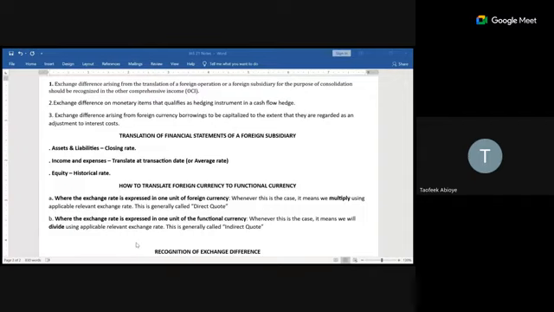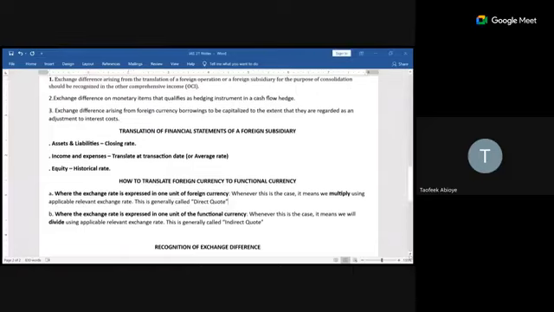So it depends on how the question comes. Don't worry, when we are solving the past question, we are going to see it. So let's move to the next item.